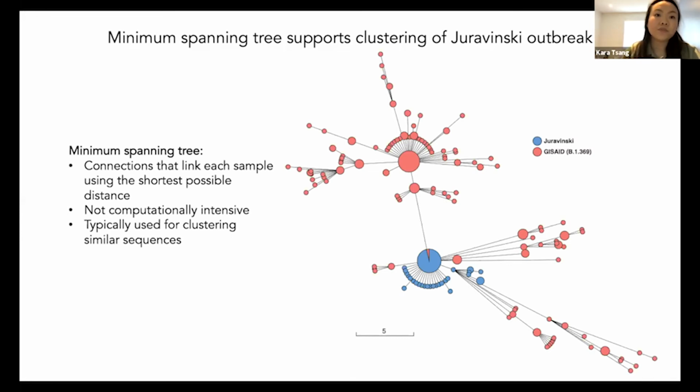So in this tree, we have our Juravinski samples as well as our GSED B1369 samples. The circles are proportional to the number of samples. And so the bigger the circle, the more samples that are represented. As an example, in red, we see this one GSED bubble, and that signifies that there are many samples that have similar or the same sequences.